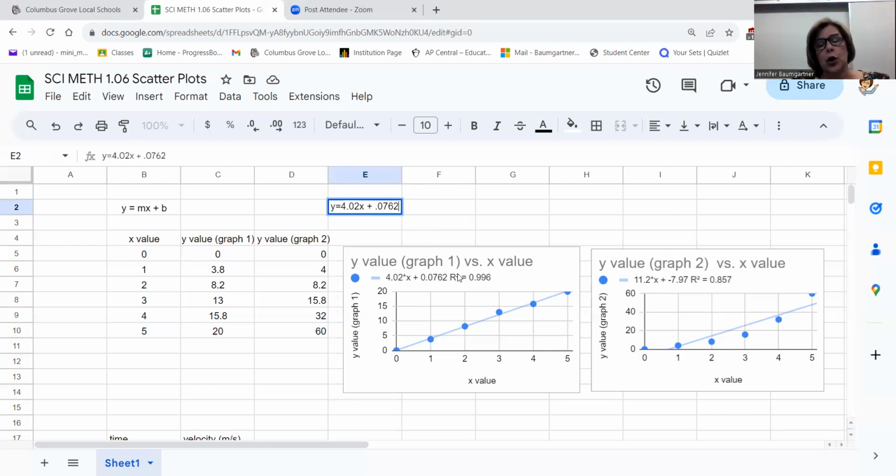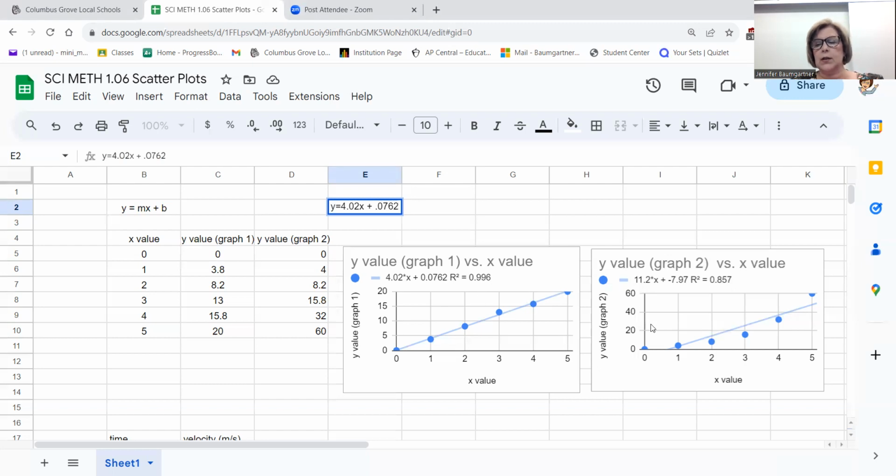Then over here, I have a value that is called the correlation coefficient. And this R squared value has a number behind it. And it ranges from 0 to 1. If there is a good correlation, and this is for linear graphs, the better the correlation between the data, the closer this is to 1. So this is a pretty good linear line, and it has a value of 0.996.